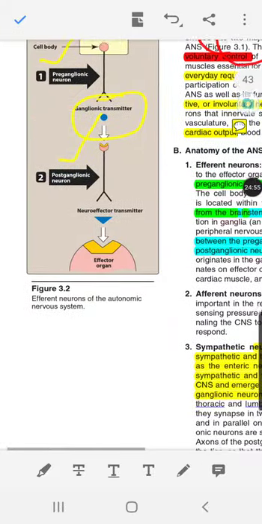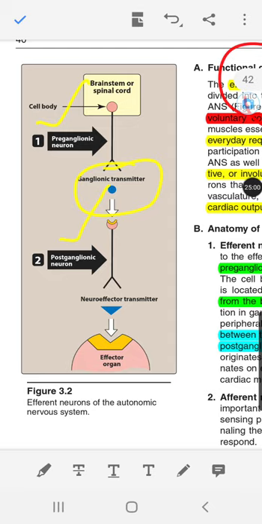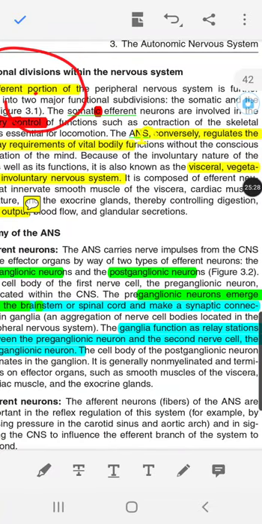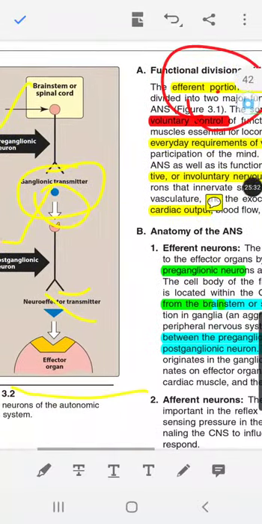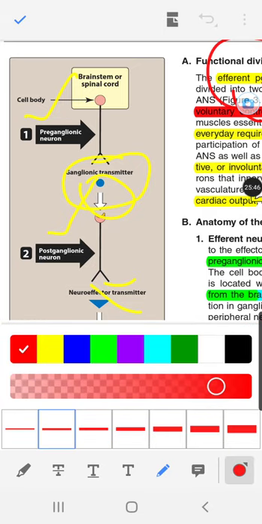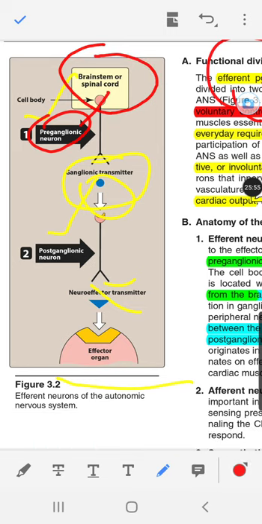So you can see the cell body of the postganglionic neuron originates in the ganglion. So you can see the cell body of the preganglionic neuron present. The cell body, I highlighted this part. The cell body of the preganglionic neuron is present in the brainstem or spinal cord. And the cell body of the postganglionic neuron is present in the ganglia.